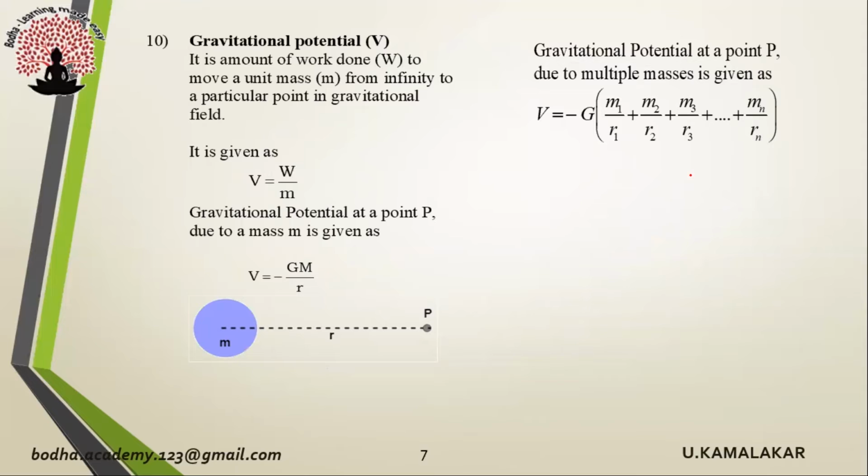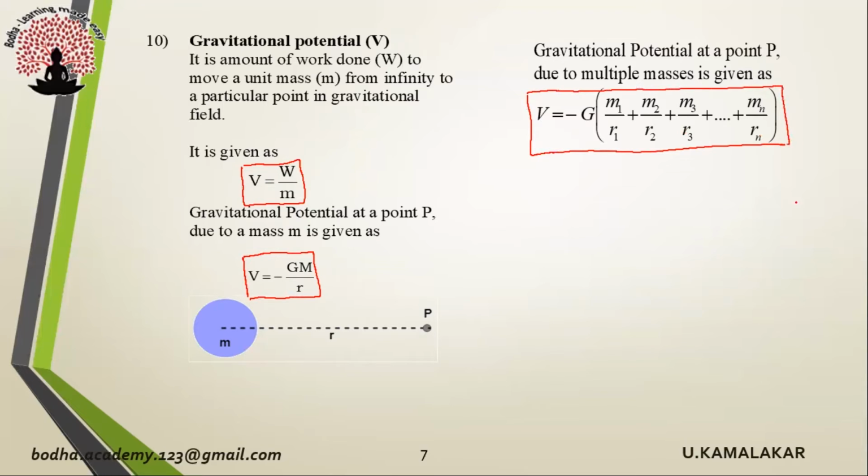Gravitational potential. It is the amount of work done to move a unit mass from infinity to a particular point in gravitational field. It is given as V = W / m. Gravitational potential at a point P due to a mass m is given as V = −Gm / r. Gravitational potential at a point due to multiple masses is given as V = −G (m1/r1 + m2/r2 + m3/r3 + ... + mn/rn).